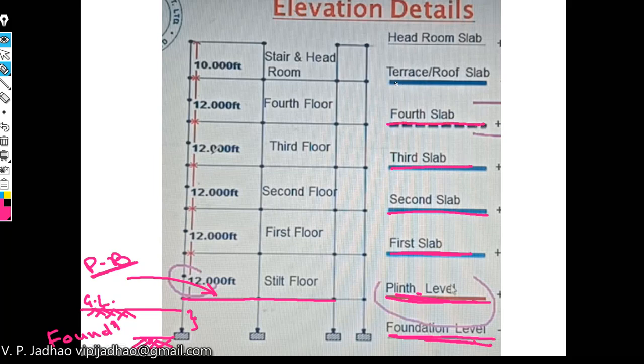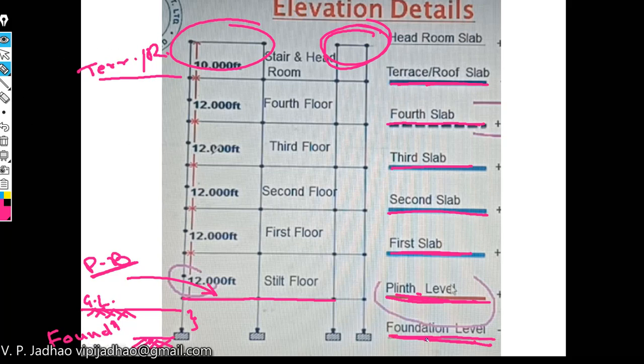And then the last slab or the topmost slab is called the terrace level or roof level, or the terrace or roof slab. We may have some arrangements such as headroom for your lift, headroom for your staircase, which is only an example. So like this, different levels are there.